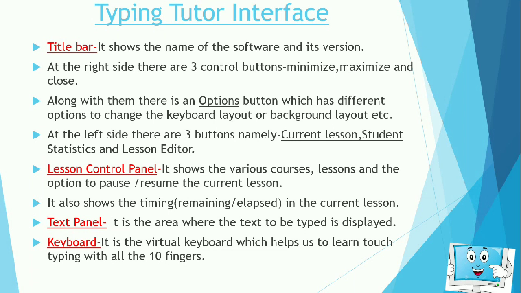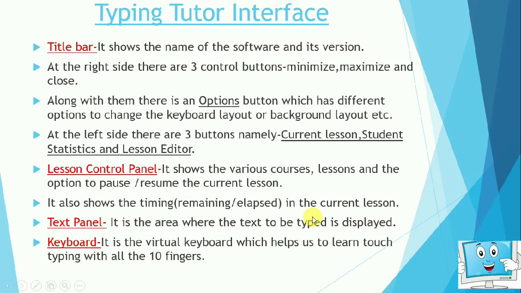Below that, we have the text panel, that is the area where the text is to be displayed. It can be letters, numbers, digits, words, anything. And keyboard, which is shown on the screen, is a virtual keyboard which helps to learn touch typing with all the 10 fingers. When we type from our computer keyboard, it shows us the fingers which we have to put on the various keys on our keyboard. So it helps us in learning typing by specifying the current position of the fingers.